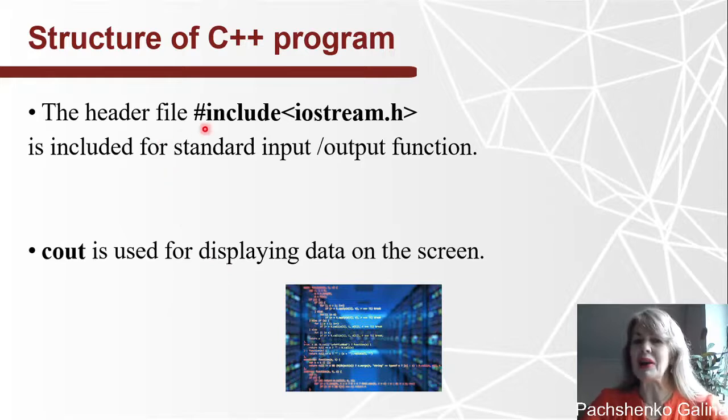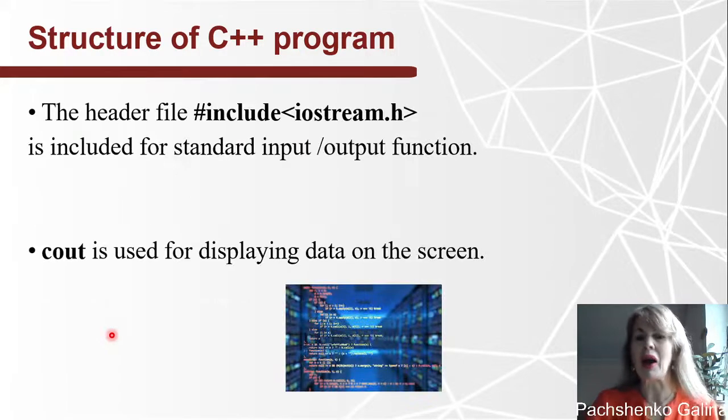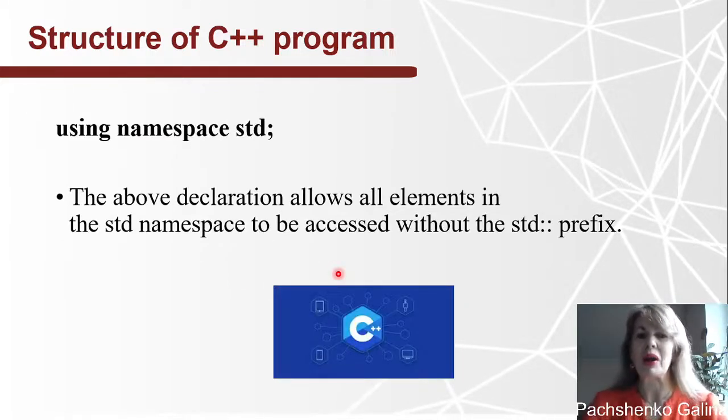The header file include iostream is included for standard input-output functions. So we have here cout, the output function. Cout is used for displaying data on the screen. Using namespace std. The above declaration, this one, allows all elements in the std namespace to be accessed without the std prefix.